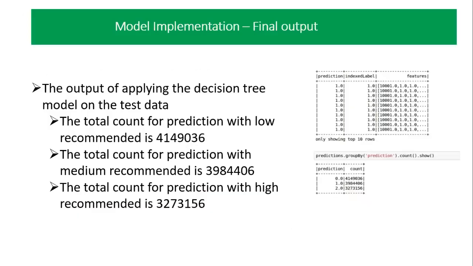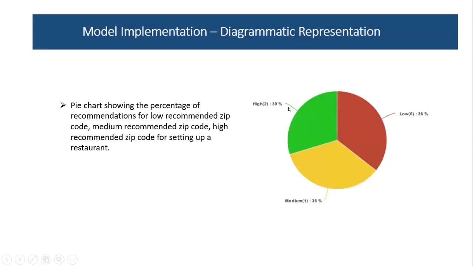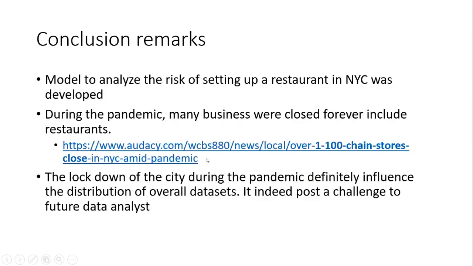And then this is some of the final results. The total count for prediction with low recommendation is about 4 million, and then the medium one is about 3 million. And then this one, the high recommendation area, is only about 3 million. So it's pretty much like that. You can see it's pretty equal. So that is the pie chart.